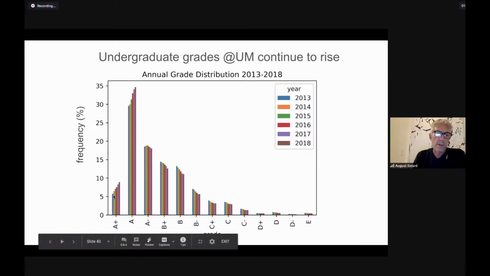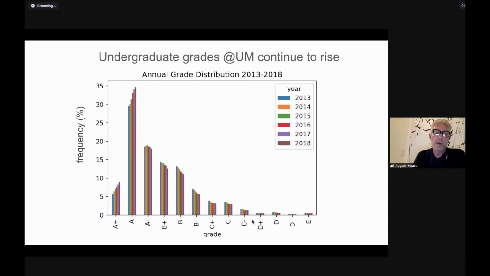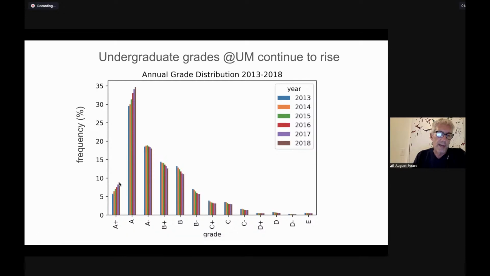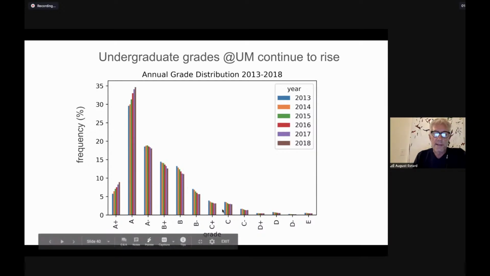And this is merely the frequency of the different letter grades that are given out in undergraduate courses across the university. And you can see A pluses, just in that 5-year period, went from 6% up to 9%, right? A's increased another 5%, and at the expense of basically low grades, right? So grades are rising.